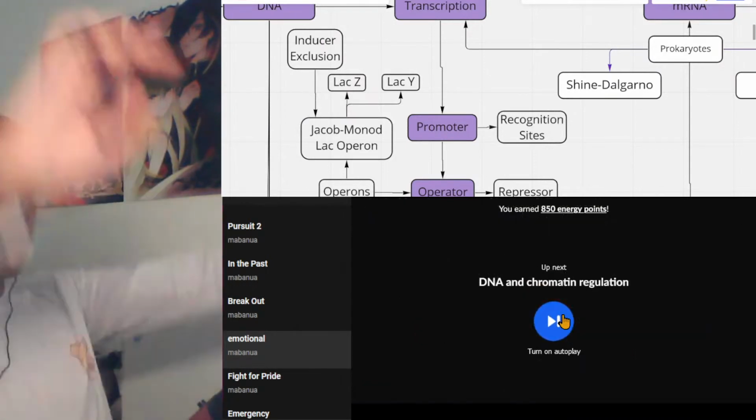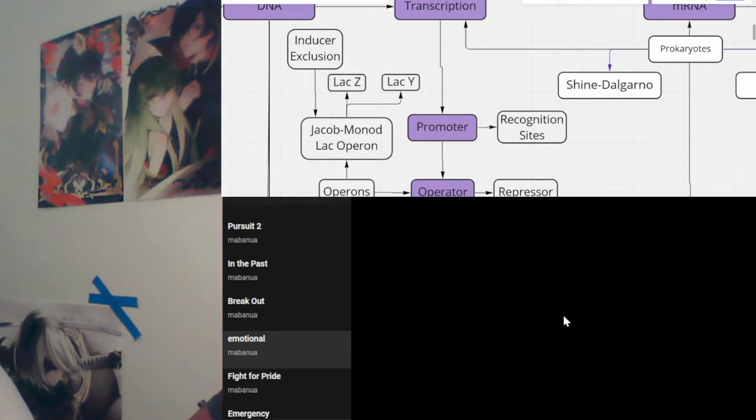Okay. I never want to look at that operon ever again.